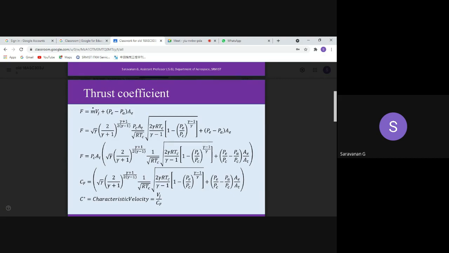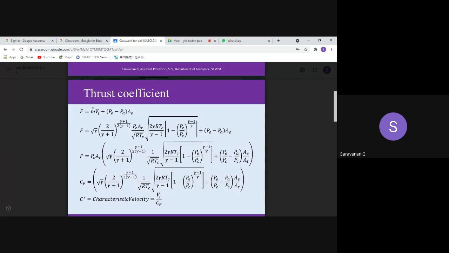Then as well you would relate the throat condition to the ratio of the exit area to the throat area. That can be substituted here. At the end, you will be taking the common term PcAt outside. Then we have one simplified form.